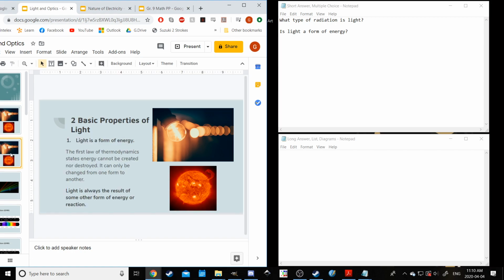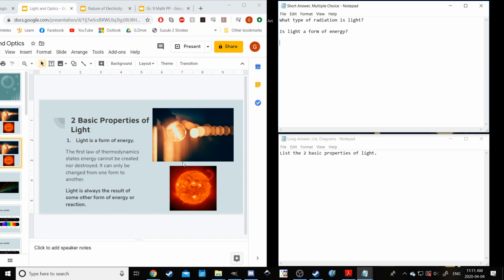Okay, so we go to the second slide, two basic properties of light. Light is a form of energy. Oh, okay, so ahead of the game on that one. But since this is called the two basic properties of light, you see a list here, right? List the two basic properties of light. So that's going to go on my long answer list and diagrams for sure. Because as soon as there's numbered points or bulleted points, you probably want to put it into your lists. It's pretty easy to make questions on that.